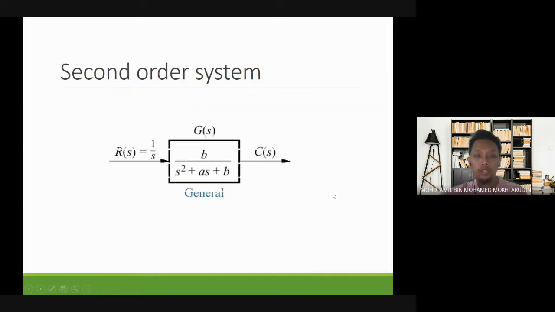So second order system, basically the general form of the transfer function G(s) is given here: B divided by s squared plus As plus B. Okay, so the general equation for G(s) must be in this form. Also make sure that the input is a unit step input.